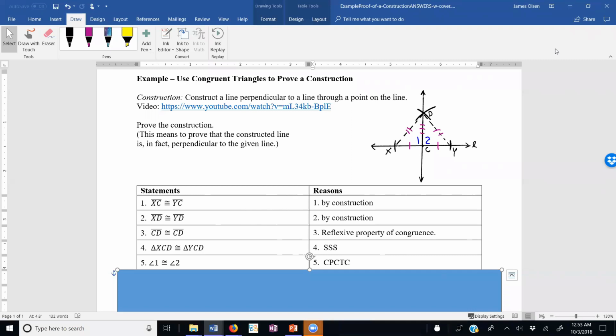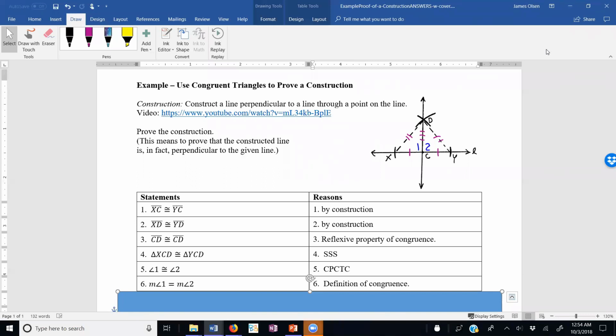Maybe I should preview the rest of the proof. So our goal is to show perpendicular. In order to show perpendicular, we need right angles. In order to have right angles, we need 90 degrees. So we want to get angle 1 and angle 2 to be 90 degrees. So right now, 1 and 2 are just congruent, but also they're a linear pair.